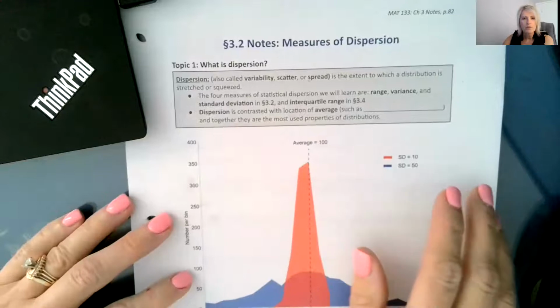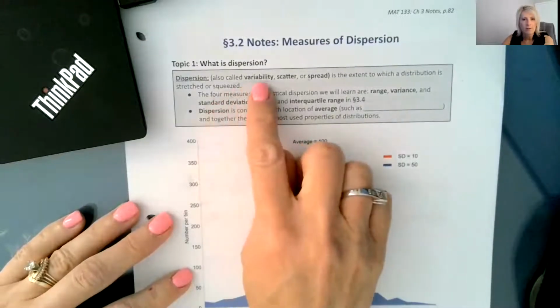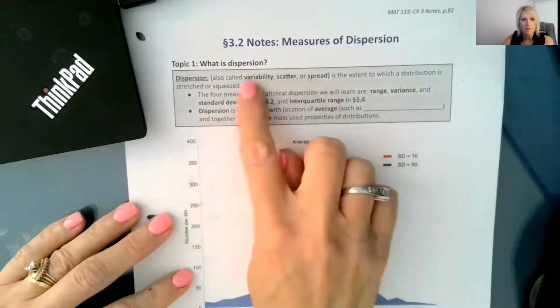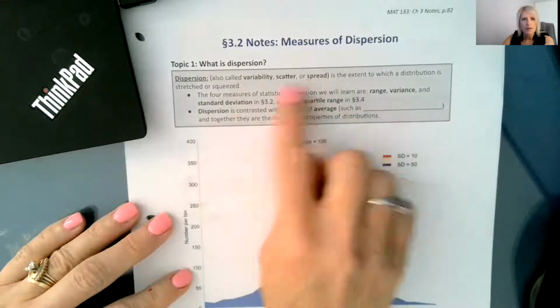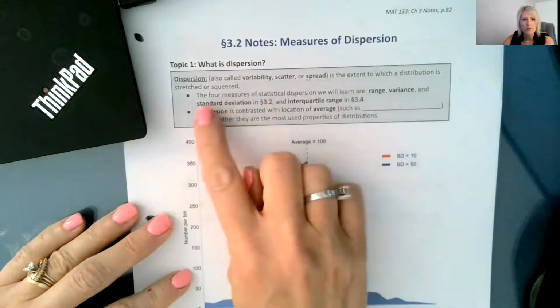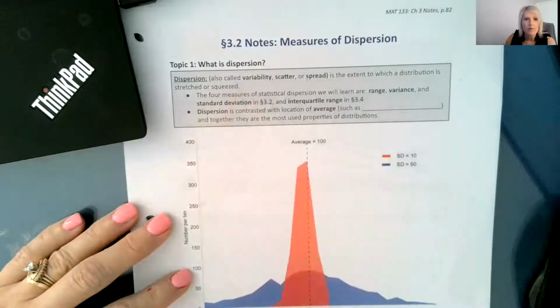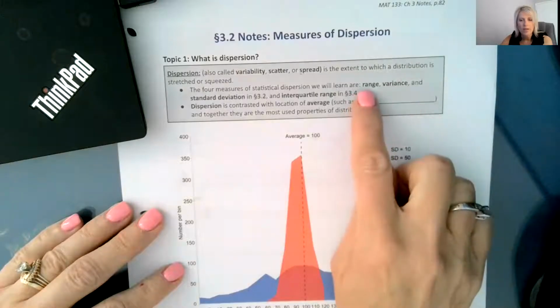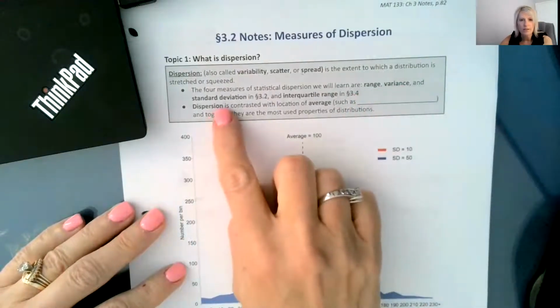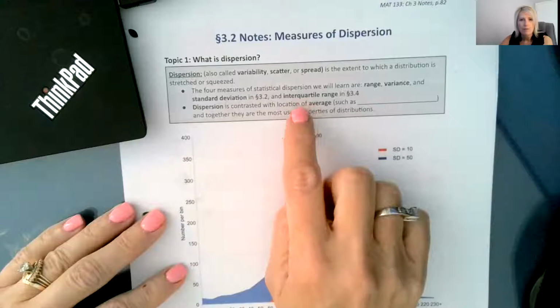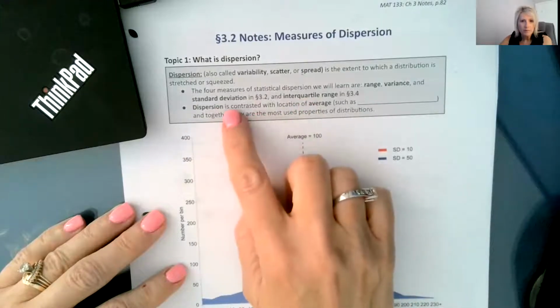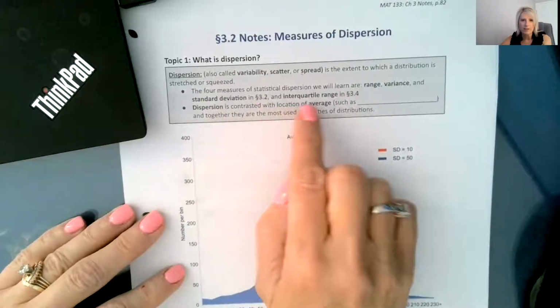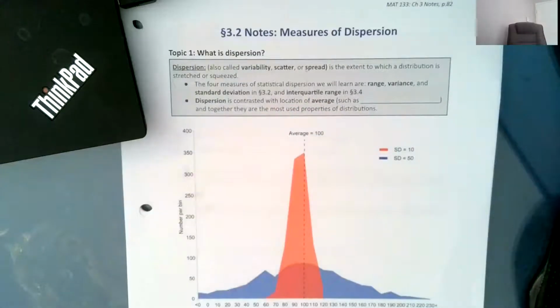So dispersion is sometimes called variability, scatter, or spread. We're going to use the term spread quite a bit. So dispersion is the extent to which a distribution is stretched or squeezed. The four measures of statistical dispersion we are going to talk about are range, variance, standard deviation, and interquartile range. Dispersion is contrasted with location or average, such as the mean.